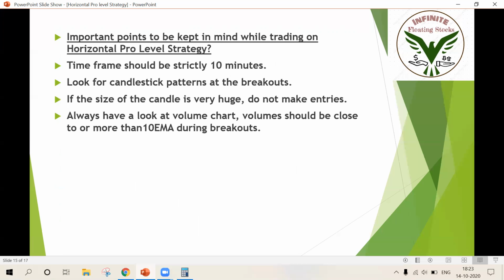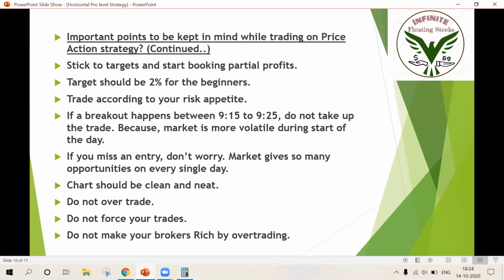The time frame should be strictly 10 minutes. I repeat, because it's very important. Strictly, you need to work on 10-minute only. Look for candlestick patterns at the breakout. They may act as additional confirmations. If the size of the candle is very huge, do not make entries. Always have a look at the volume chart. Volume should be close to or more than the 10 moving average during breakouts.